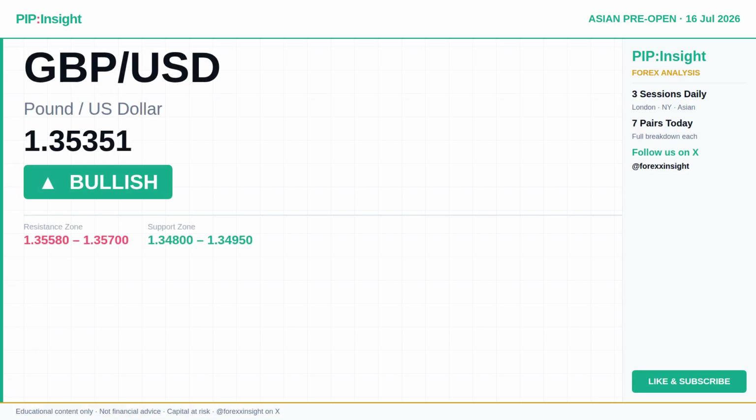Pound dollar. The chart is showing clearly defined bullish structure on this session. The 4-hour trend is to the upside and the 1-hour is also pointing higher. Resistance is marked between 1.3558 and 1.357. Support is marked between 1.348 and 1.3495. Here is the full chart breakdown.